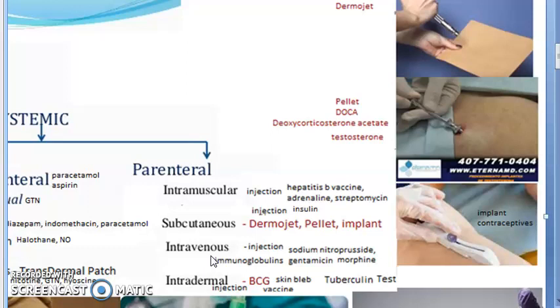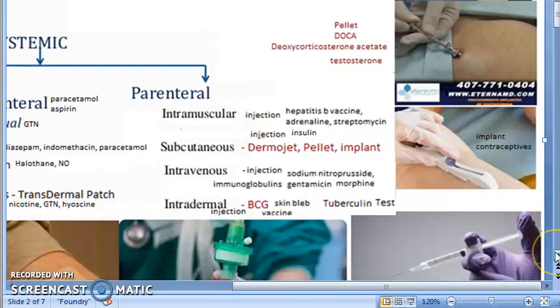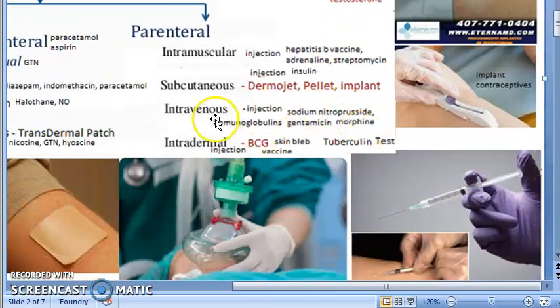Correct? Intra-arterial was what? It was local. But intravenous is going to be systemic because it is going to take all the blood to the heart and from the heart to the whole body. So intravenous is an injection into the vein. Examples of the drugs here would be sodium nitroprusside, sometimes immunoglobulins. Immunoglobulins can be given intramuscular, intravenous anyways. And gentamicin is intravenous. Morphine is intravenous. If a person is in extreme pain, they give morphine, that is intravenous.